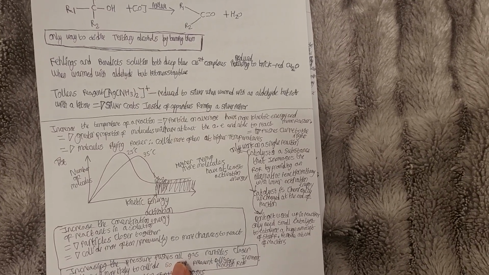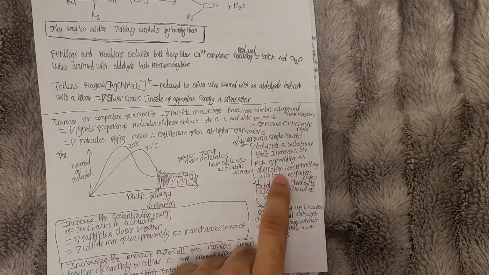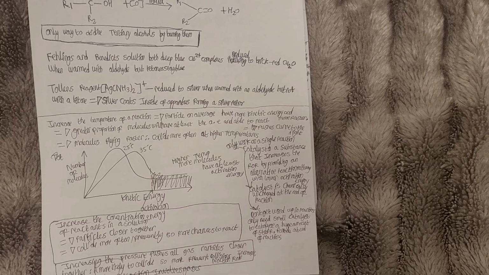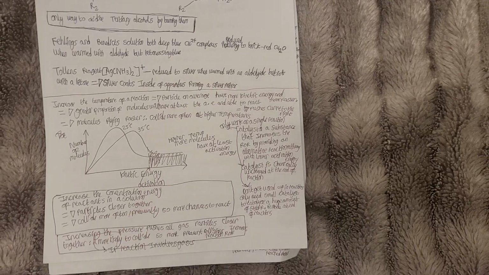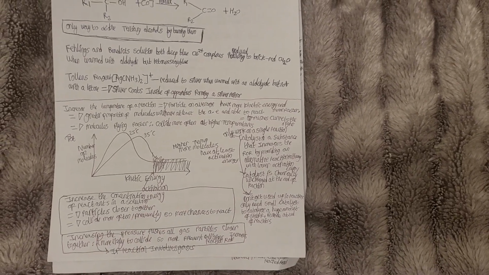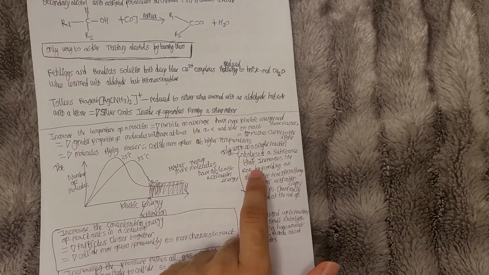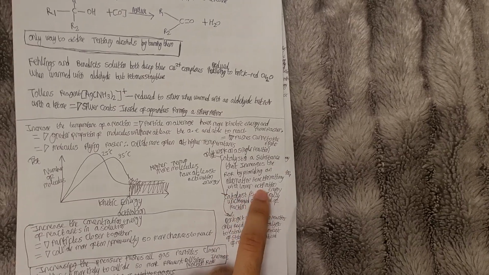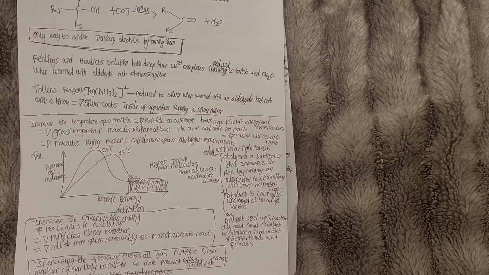Catalysts. A substance that increases the rate of reaction by providing an alternative reaction pathway with lower activation energy. The catalyst is chemically unchanged at the end of the reaction. Include that if it asks you to define it. You include all of that, you should get 2 out of 2 marks. However many marks it says, a catalyst is a substance that increases the rate of reaction by providing an alternative reaction pathway with lower activation energy. The catalyst is chemically unchanged at the end of the reaction.